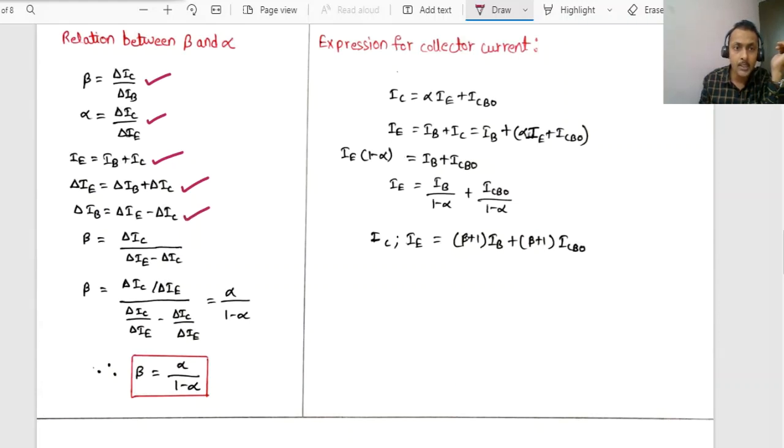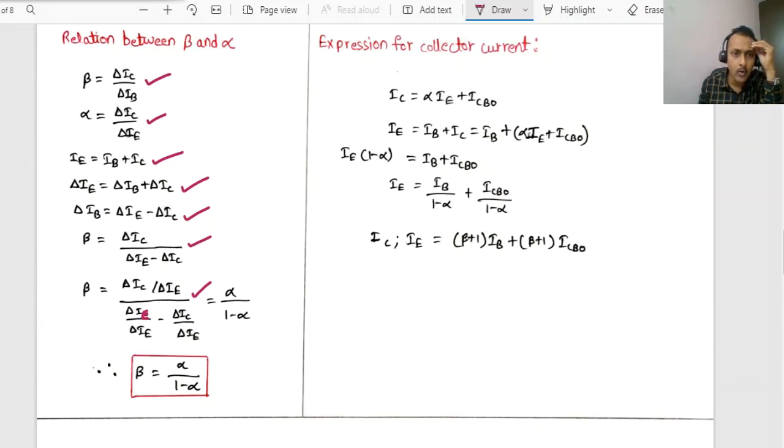Therefore, in beta, let me substitute the delta IB value, which is delta IC divided by delta IE minus delta IC. Now, if you take delta IE common from both the numerator and denominator, it can be written as delta IC by delta IE whole divided by delta IE by delta IE minus delta IC by delta IE.